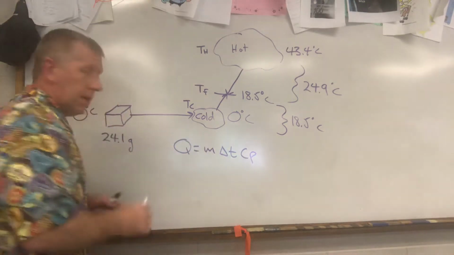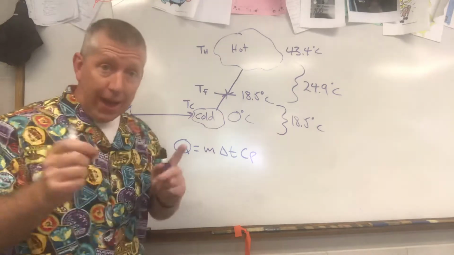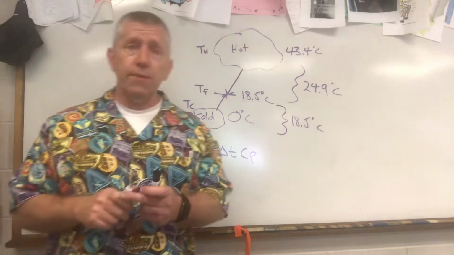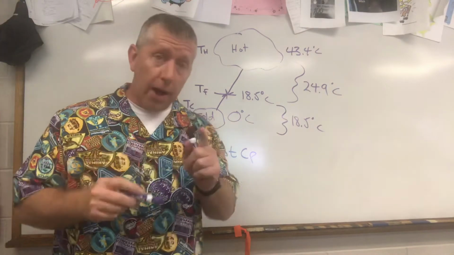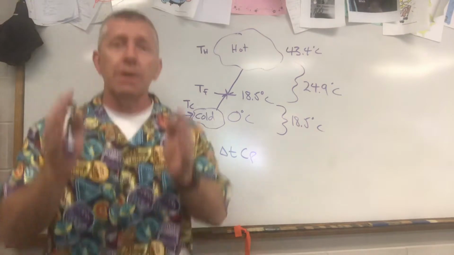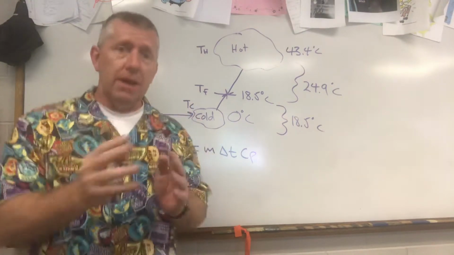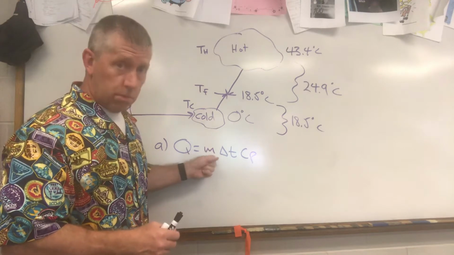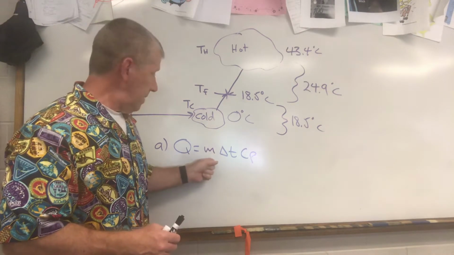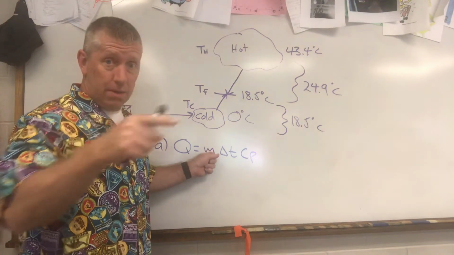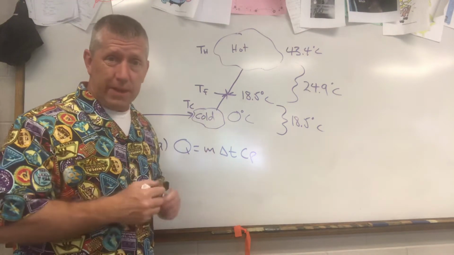equals M delta T Cp. Heat equation. All right, now, for A, you're doing a calculation for the heat that was lost by the hot water. Make sure you're using hot water data. Hot water data. Hot water. You need the mass of the hot water. Okay, remember the volume of the hot water was the mass of the hot water. So it was like 99 point something.